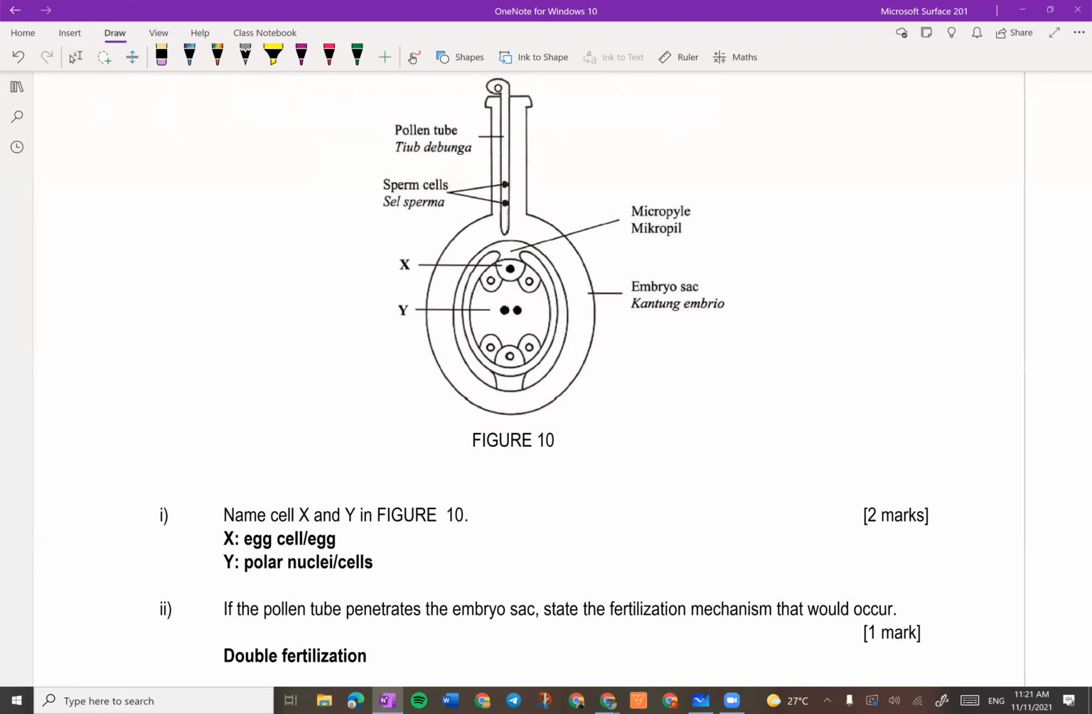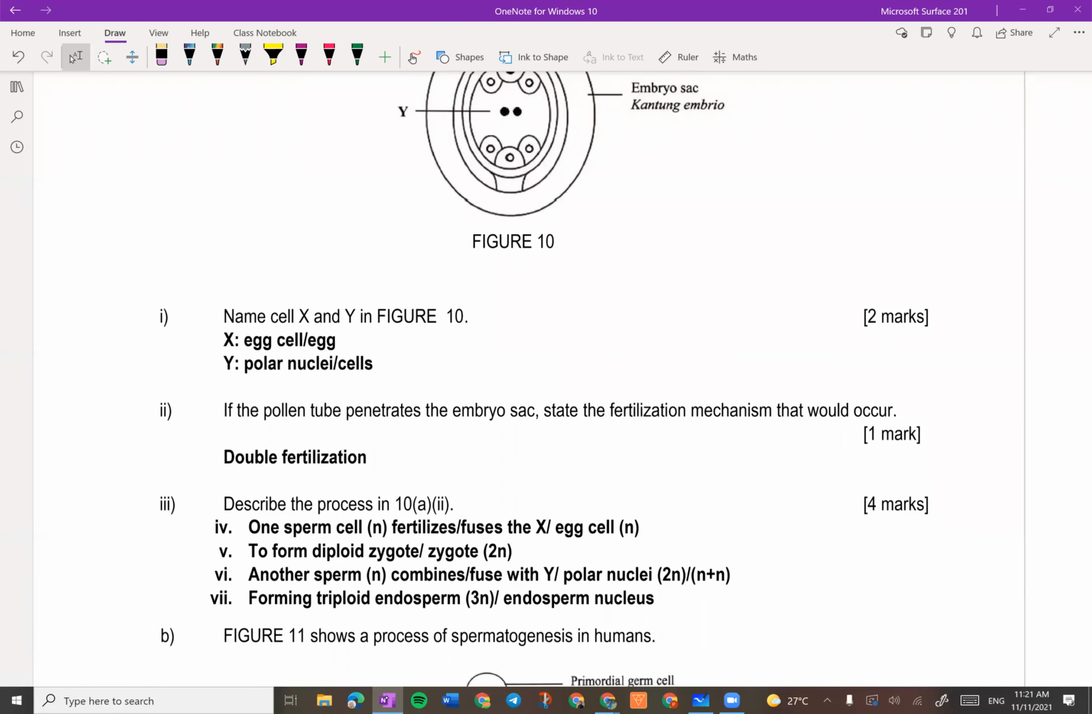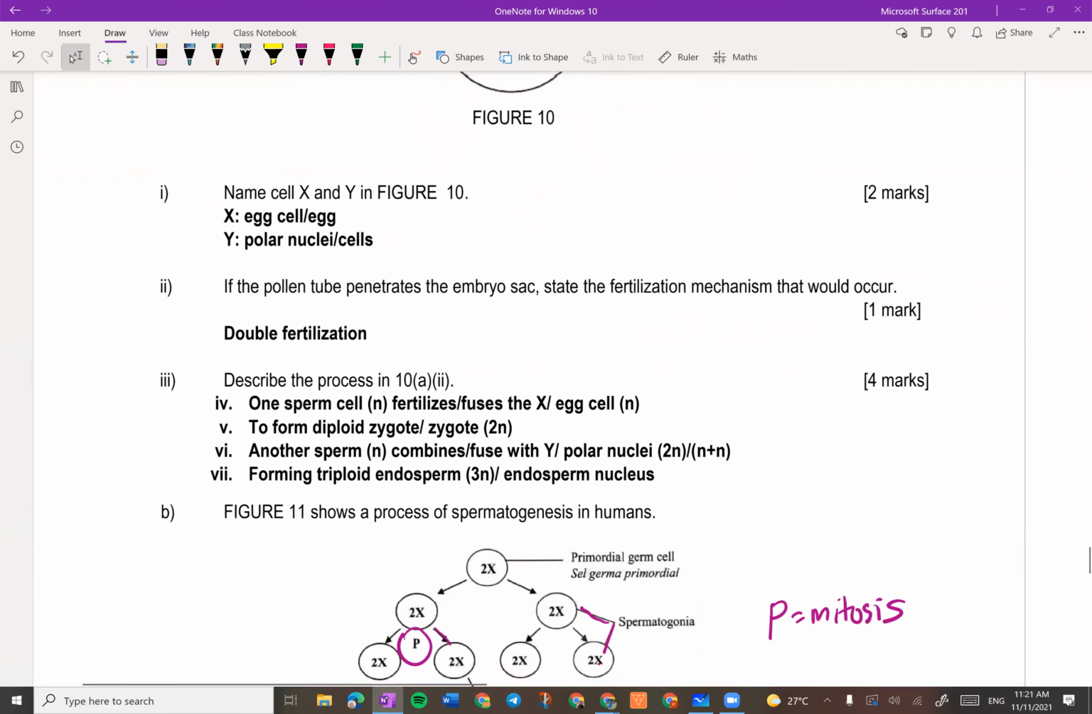Why? Sebab dia fertilize dua kali. Satu dengan egg, satu lagi dengan polar nuclei. Okay, describe the process in 10A2. So yang ni 4 markah.